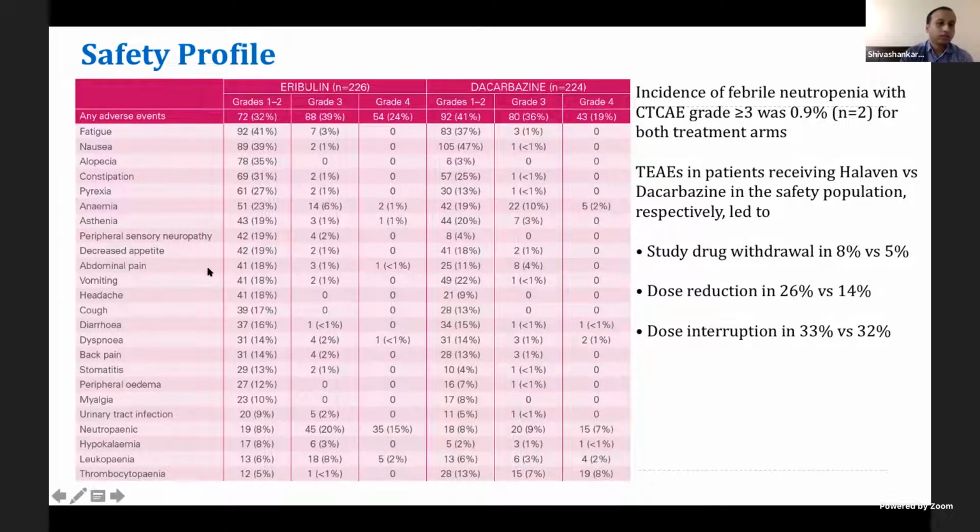And in microtubule agents, we expect neuropathy. However, neuropathy grade 1, grade 2 were to the tune of 20%. However, grade 3 or grade 4 were almost negligible, 1 to 2%. Apart from that, neutropenia was quite common with eribulin. Roughly around 20% of the patients had a grade 3 and 15% had a grade 4 neutropenia with eribulin.